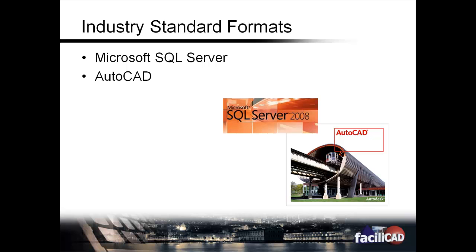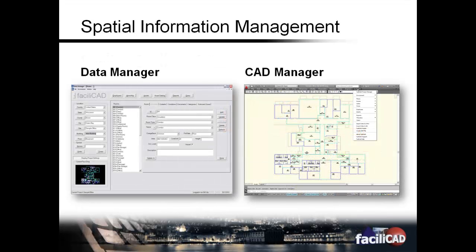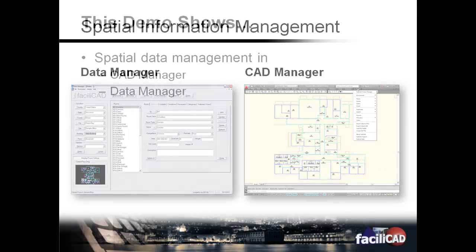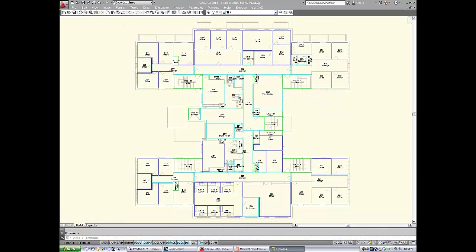Once the tabular information has been linked to the graphic files, spatial information can be managed and reported on from both the faciliCAD Data Manager and/or the CAD Manager. The interface selected will depend on skill sets and needs of the team members involved. This demonstration will illustrate some of the ways spatial information can be managed and manipulated in both the CAD and the Data Manager. The CAD Manager is used to input, manage, and report on data in a graphic format.